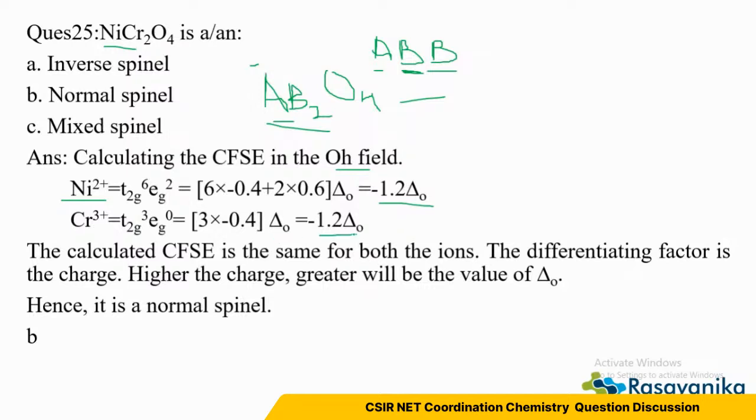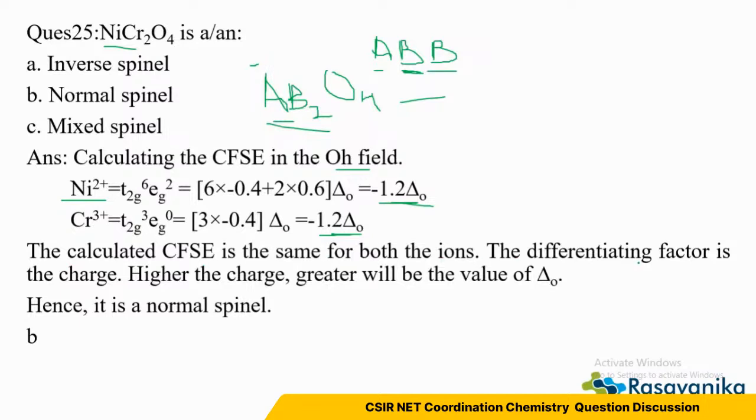Now you can see that this question is important. That is why I have included this one. The CFSE is the same. Now in that case, what will you do? I told you when the CFSE of B is greater than A, then it is a normal spinel. Now what will you do when the CFSE is the same? Now you can see the calculated CFSE is the same for both the ions, nickel 2 plus and chromium 3 plus.